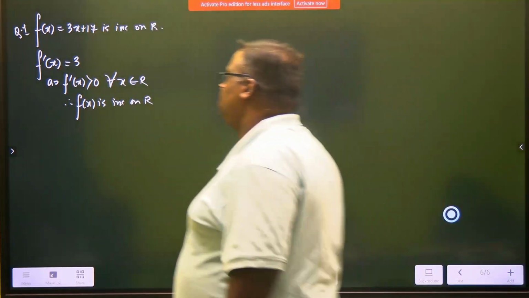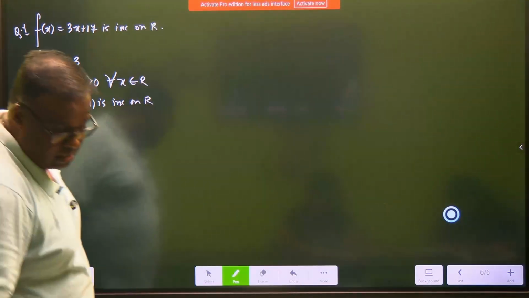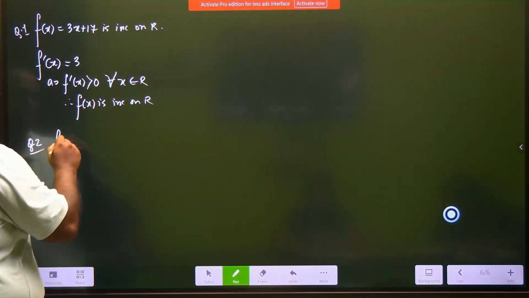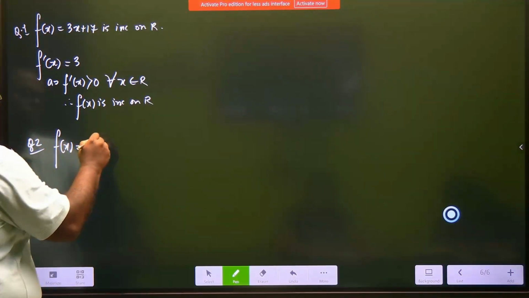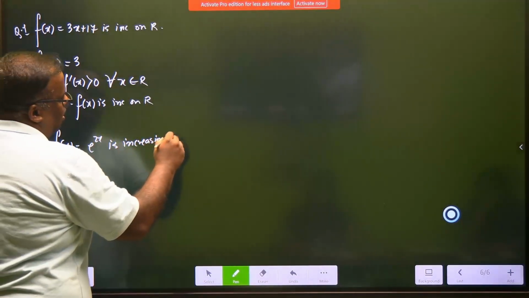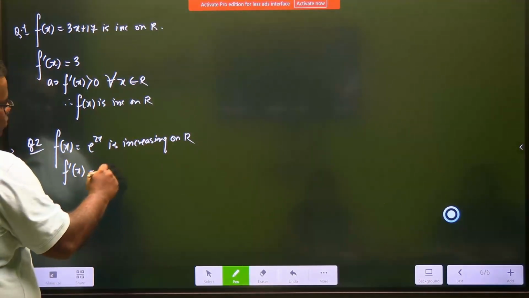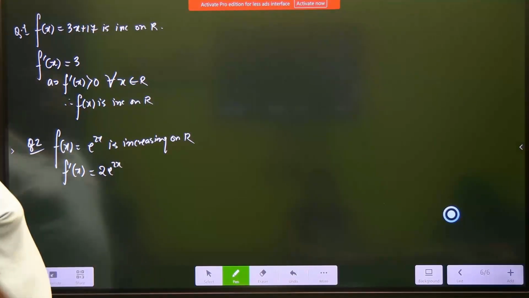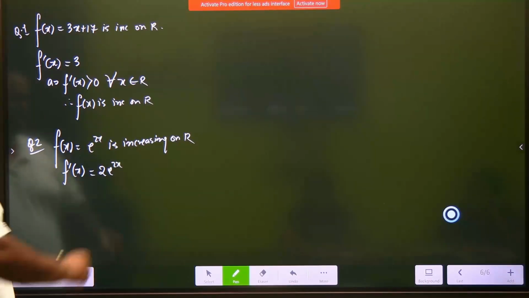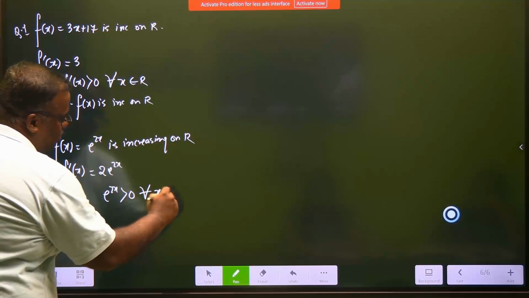Question number 2 says, show that the function e to the power 2x is increasing on R. So the function f(x) equal to e to the power 2x is increasing on R. What is the value of f dash x? 2 e to the power 2x. Now exponential is such a function that e to the power 2x will always be greater than 0 for every x belonging to R.